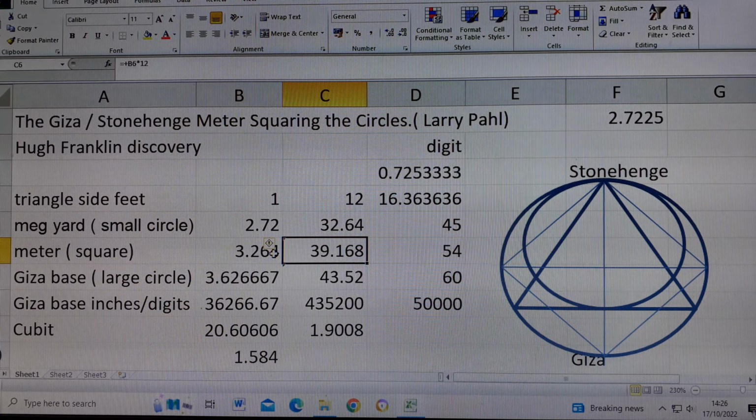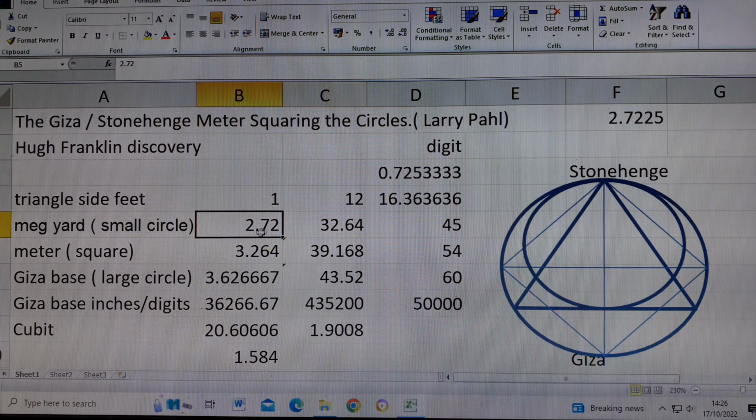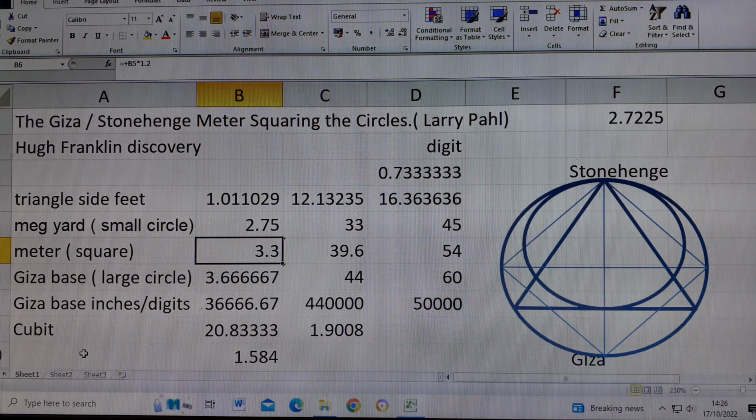Now that holds for all arrangements. So if we put 2.75 in there, we find that we've got 33 megalithic inches and 3.3 feet in the metre, 33 megalithic inches in the megalithic yard. And here we've got the Giza base of 36666.67. And what I've been saying about these units being variables is holding up now.